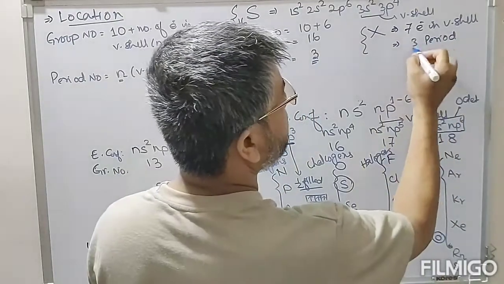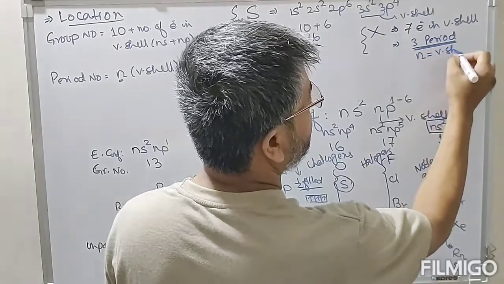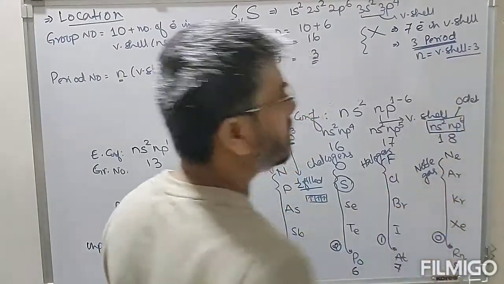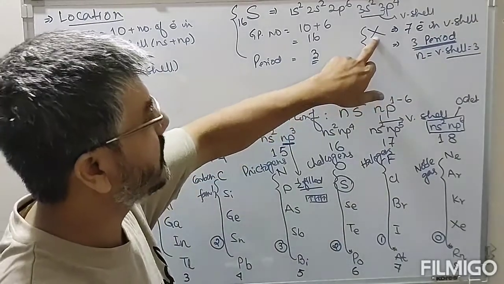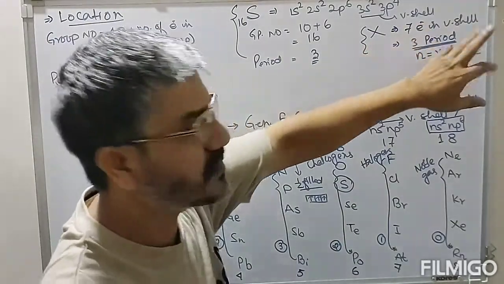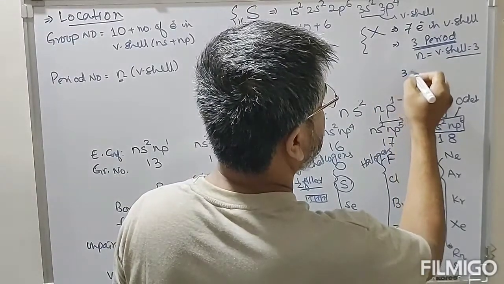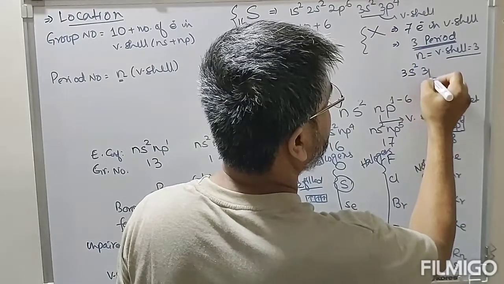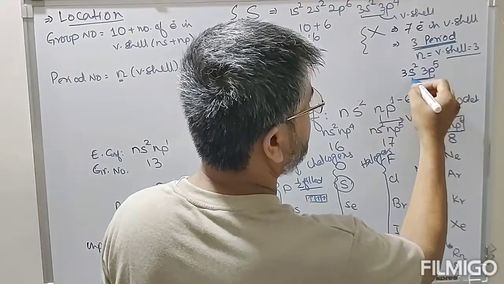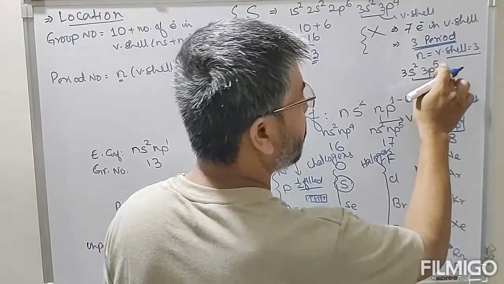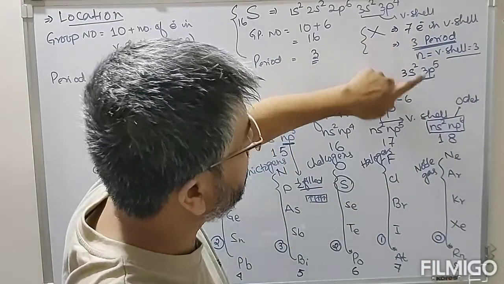Since the period number is 3, the highest occupied shell, the valency shell, is equal to 3. So the highest occupied shell of this element X having 7 electrons in the valency shell is 3. So we have 3s2, 3p5. So we have 7 electrons: 2 electrons in the s orbital, 5 electrons in the p orbital. So we have 7 electrons.